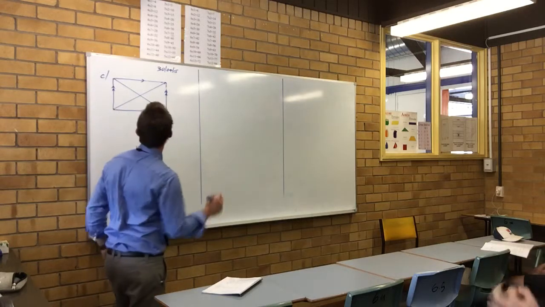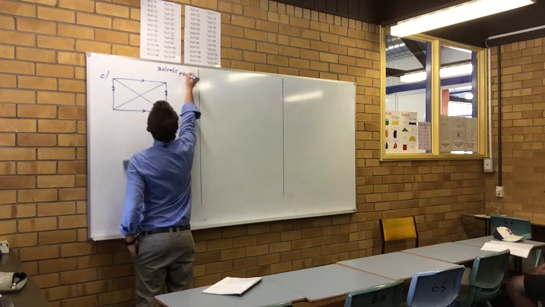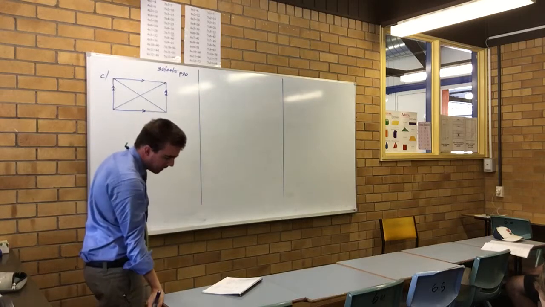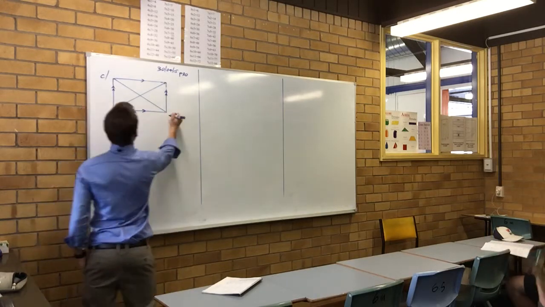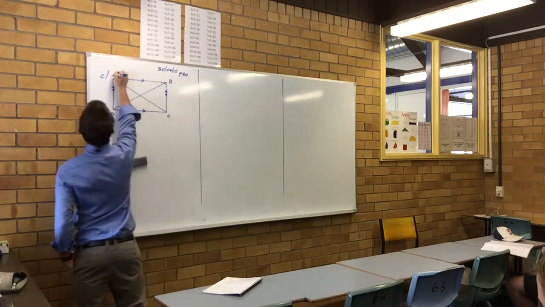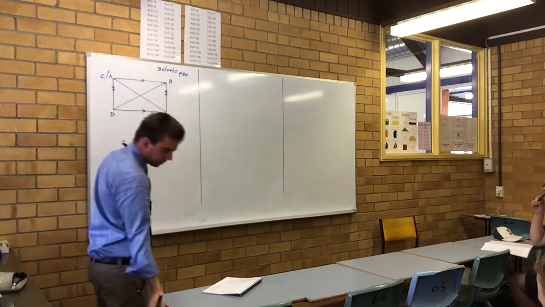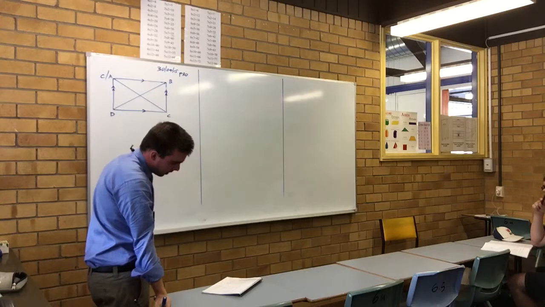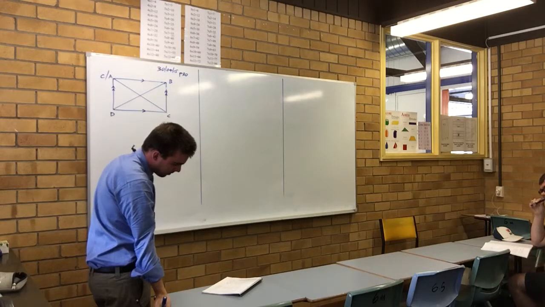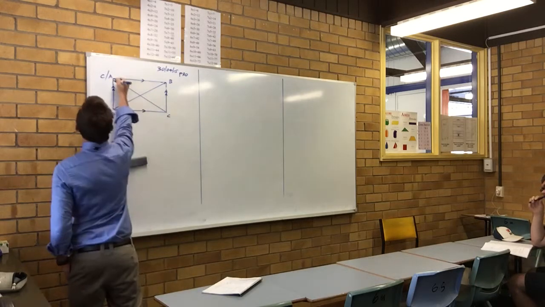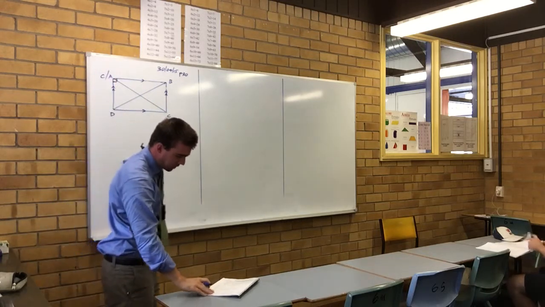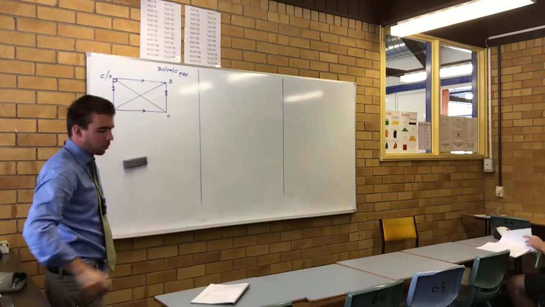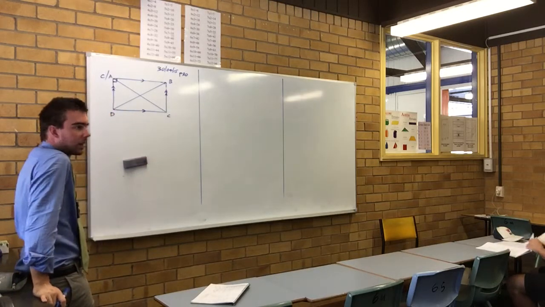On page 30. Note, we're up to question C. I have a right angle here. Alright, so before we address the question, what type of quadrilateral do I have drawn there?